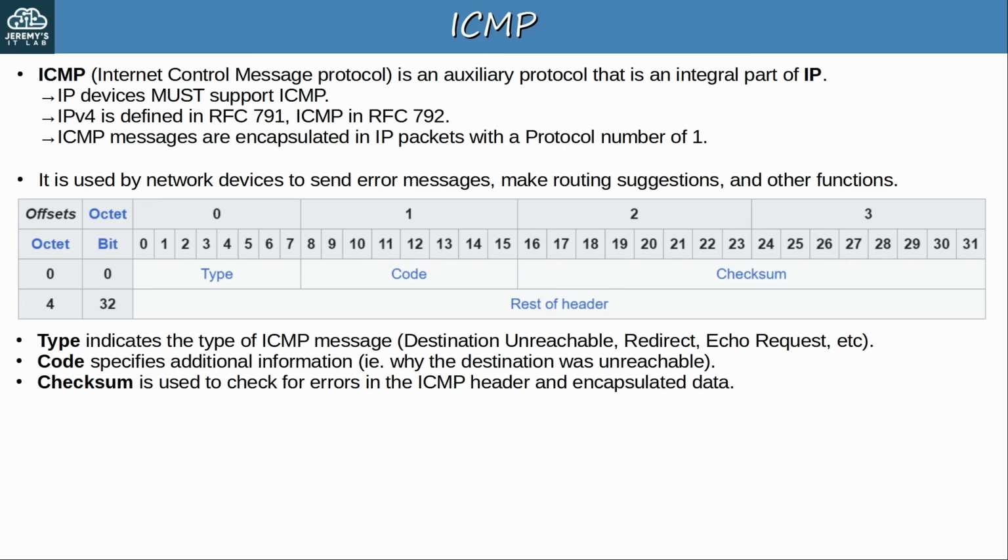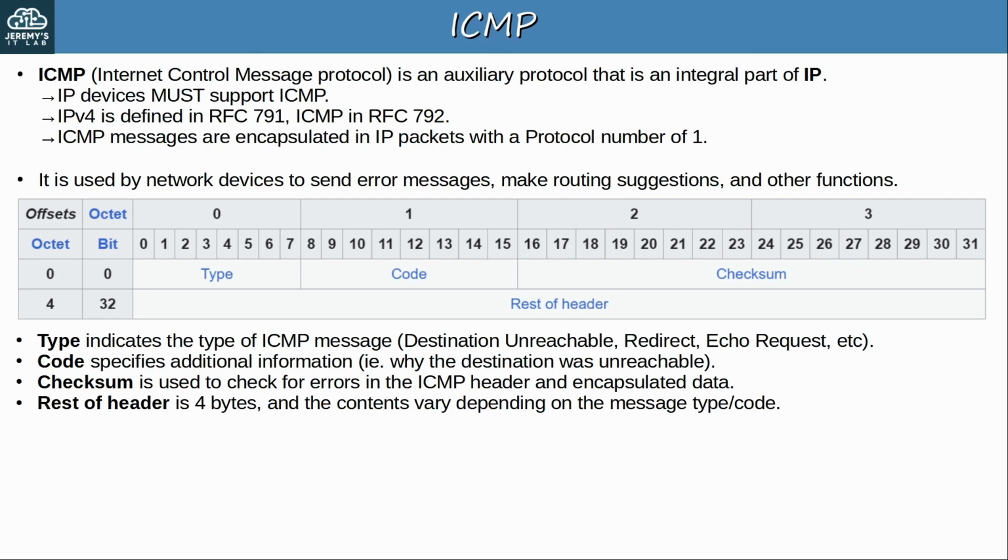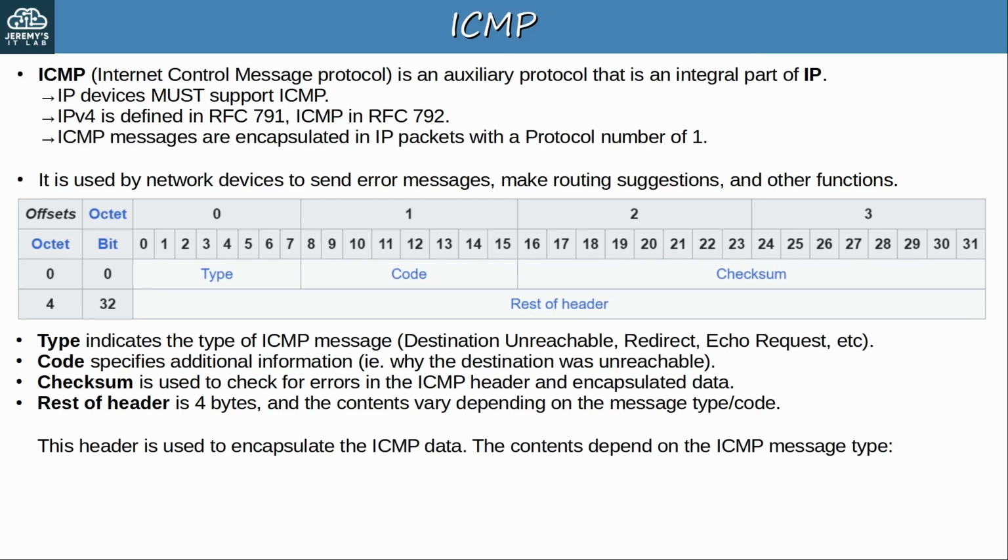The checksum field is used to check for errors in the ICMP header and encapsulated data. And finally, there is the rest of header section, which is 4 bytes in length. The contents of this section can vary depending on the message type and code, as you'll see when we look at different messages. So, this header is used to encapsulate the ICMP data, and the contents of the ICMP data depends on the message type.